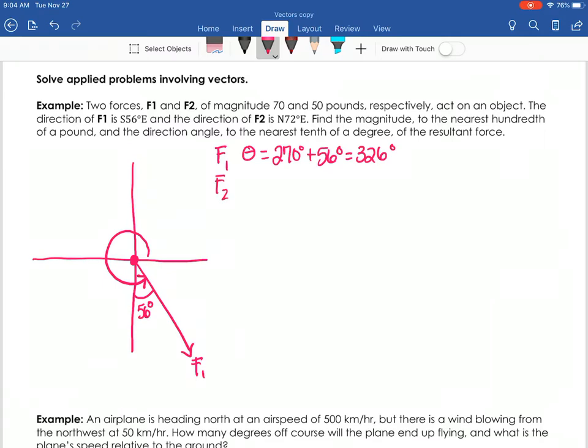For force 2, let's see, force 2 comes up north, 72 east. So I start north and I swing open 72 degrees east. So I need to find this angle for force 2, right? Because you've got to see where you swing open from the positive x-axis. How would I figure out what that second angle is? Yeah, 90 degrees minus 72 degrees. That's going to give me 18 degrees.